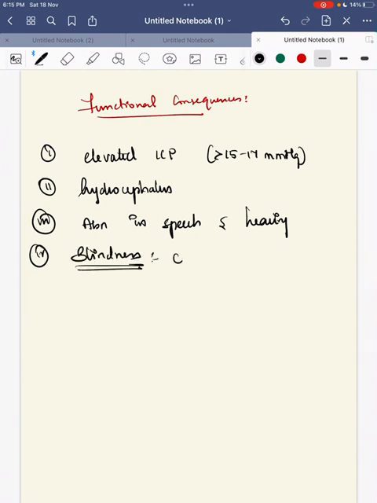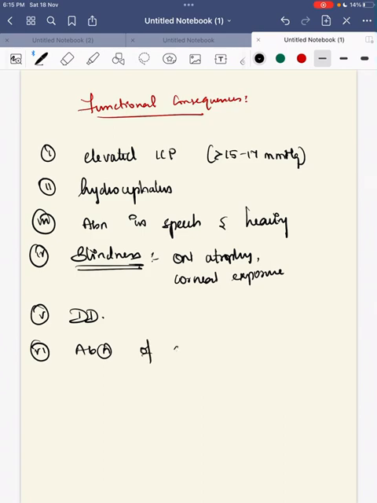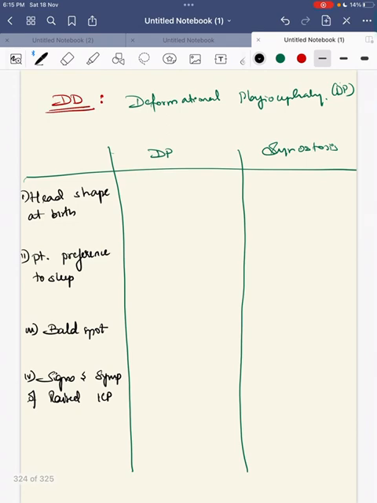Fourth, the child can present with blindness, due to optic nerve atrophy or corneal exposure. Fifth, the child can have developmental delay. Sixth, abnormalities of the airway. Seventh, malocclusion of the teeth. So these are some of the functional consequences of premature fusion of the cranial sutures.